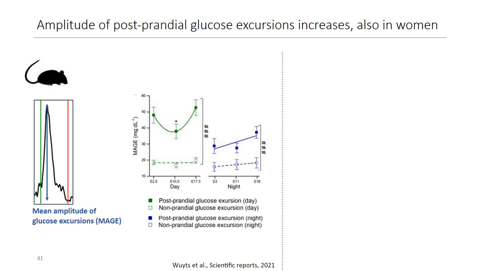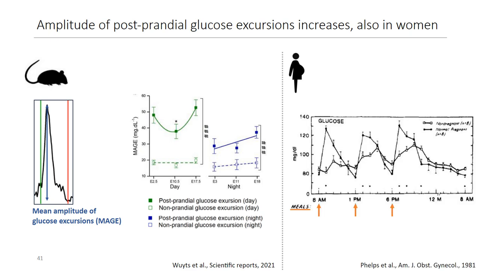And if we then look at the mean amplitude of the glucose excursions, we observe that there's an increased MAGE towards the end of pregnancy for the postprandial glucose excursions. And this is something that was also observed in women. So after a meal, the glucose values increased more compared to non-pregnant control groups.